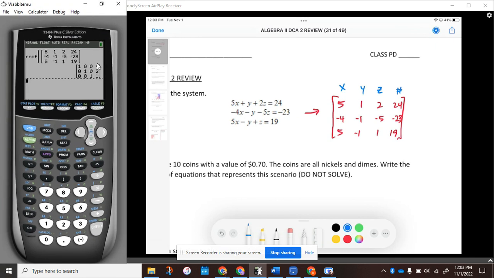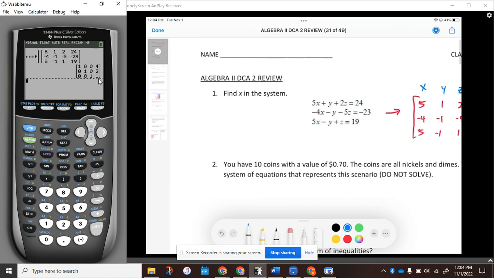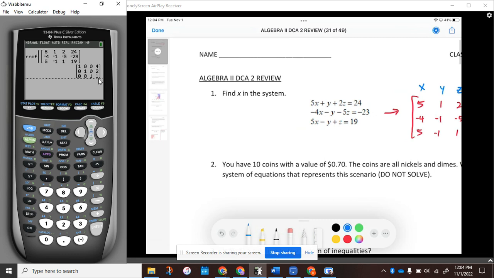Okay, what does that matrix mean right there? 4, 2, 1. What does that represent? That's the solution, right? That's our ordered triple, x, y, and z. So we get 4, 2, 1. What is this question asking for? This question is asking for x, right? So all we have to answer is that very first one, 4. Okay, that's our x. X equals 4.